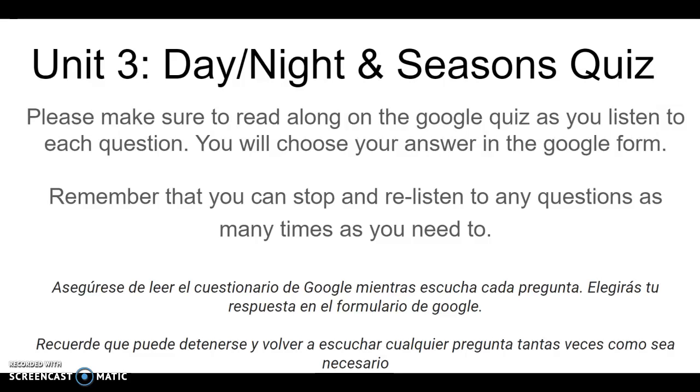Number 12. Which of the locations on the diagram will experience sunrise next? Location U, location X, location Y, or location Z? Pause the video after you studied the diagram and answered the question.